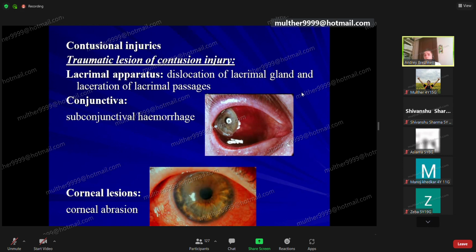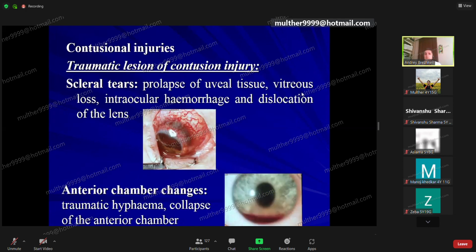Then corneal traumas, we have already discussed the corneal erosion and its clinical picture. Then the next one is scleral tears. It's the most severe trauma, it may be associated with prolapse of uveal tissue, loss of intraocular contents, loss of vitreous, intraocular hemorrhages, and dislocation of the crystalline lens. And repair should be done as soon as possible, sometimes even under general anesthesia.